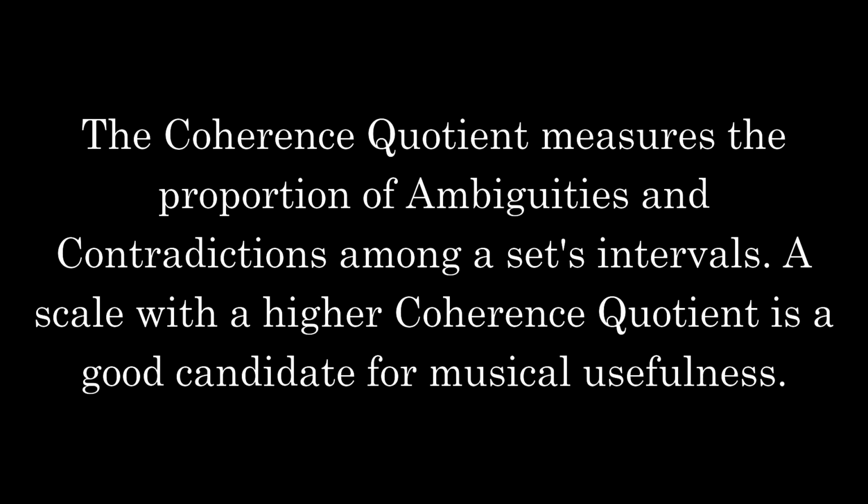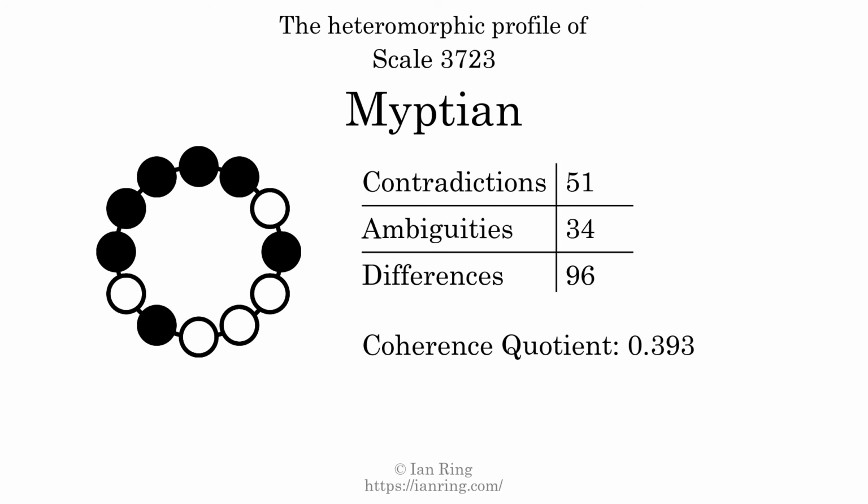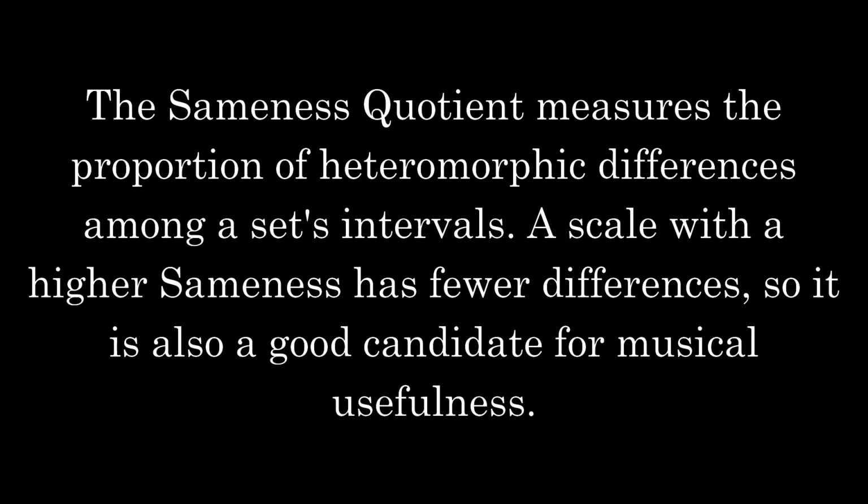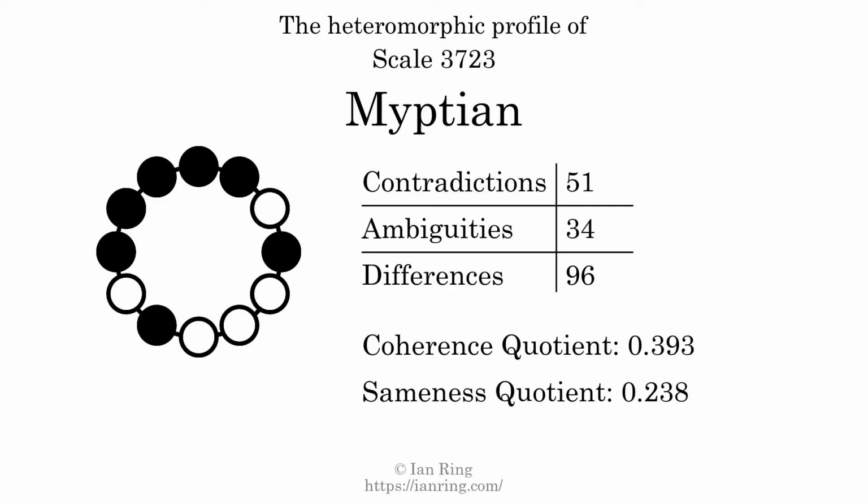The coherence quotient measures the proportion of ambiguities and contradictions among a set's intervals. A scale with a higher coherence quotient is a good candidate for musical usefulness. The coherence quotient is 0.393. The sameness quotient measures the proportion of heteromorphic differences among a set's intervals. A scale with a higher sameness has fewer differences, so it is also a good candidate for musical usefulness. The sameness quotient is 0.238.